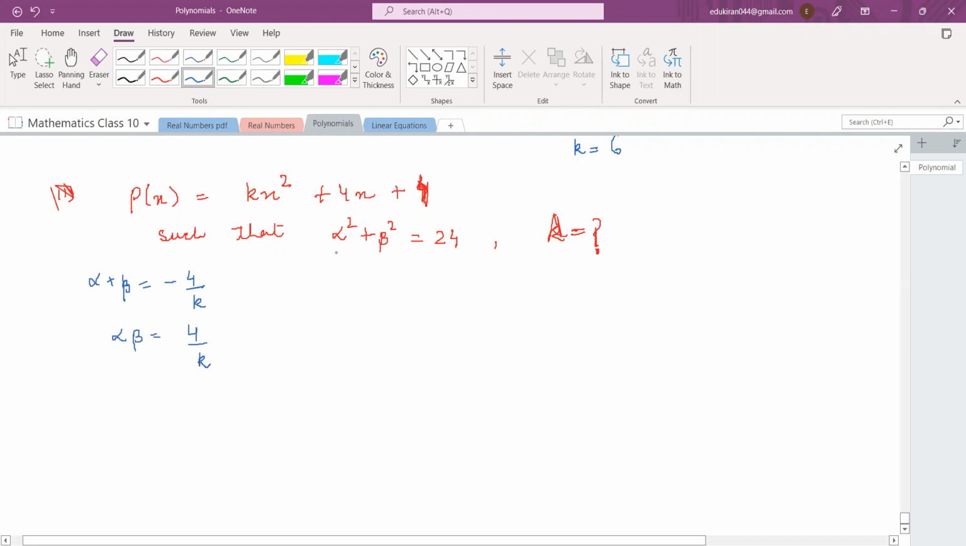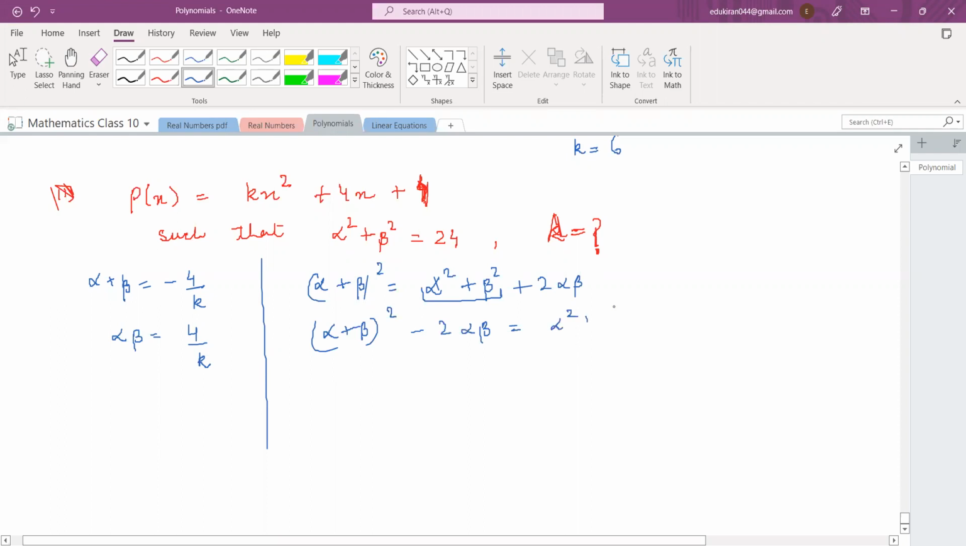Now you are given alpha square plus beta square. So we will make use of this identity, right? Alpha plus beta whole square is equal to alpha square plus beta square plus 2 alpha beta. Clear? Now this is what I am supposed to find out from here. So alpha plus beta whole square minus 2 alpha beta will give me alpha square plus beta square.